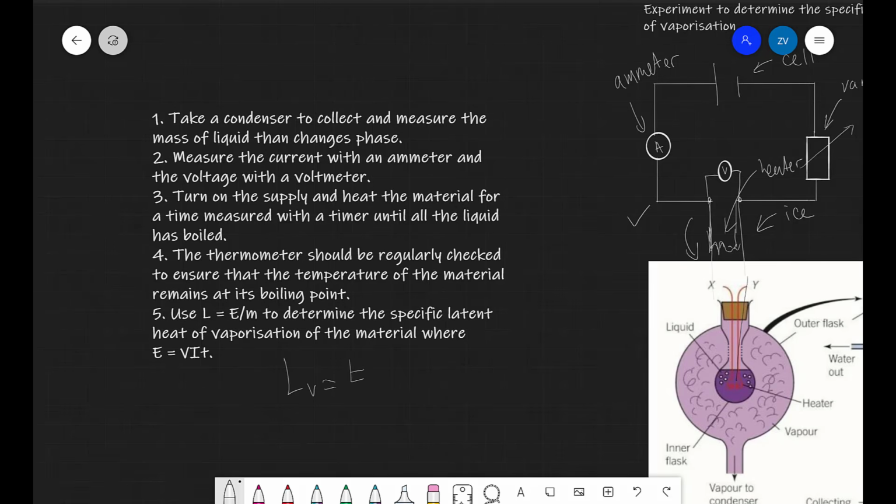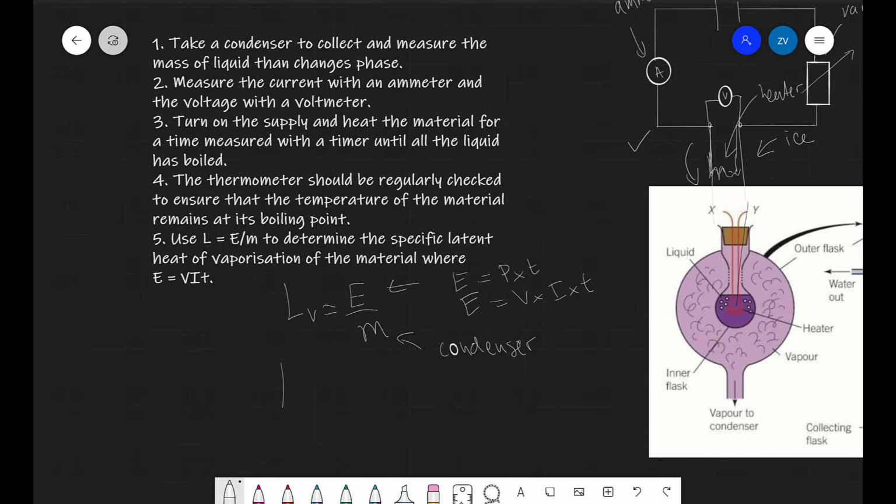L V is equal to energy per mass, and this we've found out using the condenser. So we have found this using the condenser, and the energy, well, the energy is just power times time, which of course is V times I times T. So what we're going to do is we're going to find the specific latent heat of vaporization using V times I times T divided by M.